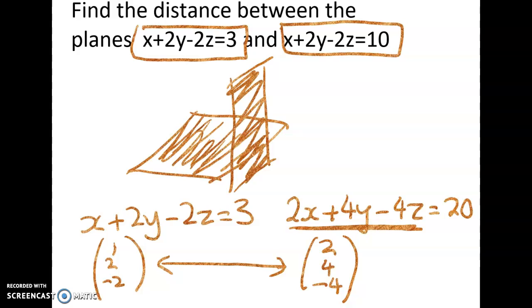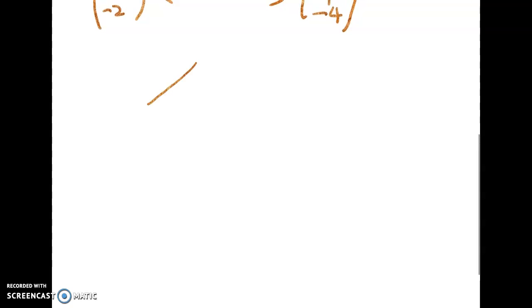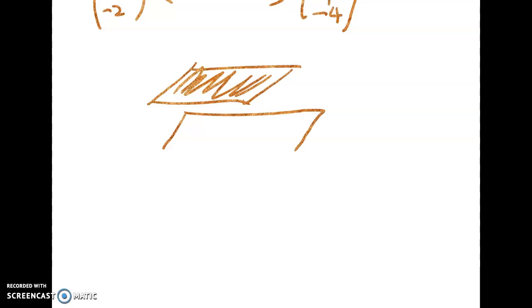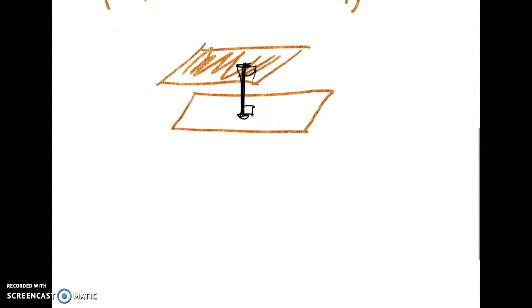So here we've got two parallel planes. Just picture that. Here's one plane and here's the other plane. So what am I trying to find? I'm trying to find the distance between the two of them, and that will be where there's a perpendicular formed here and here. So how am I going to do it?